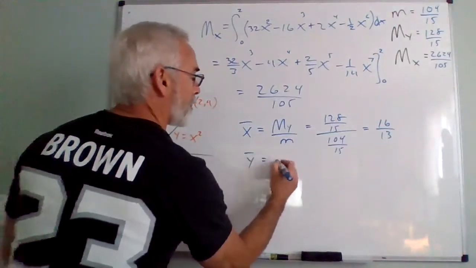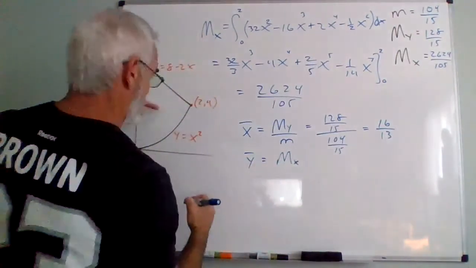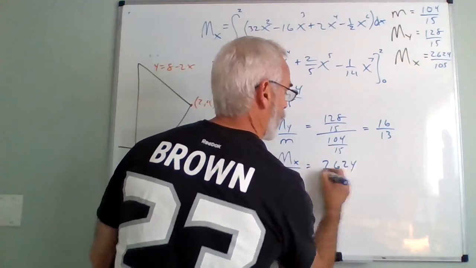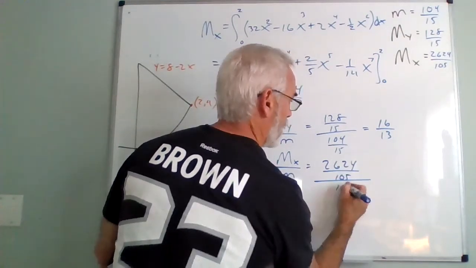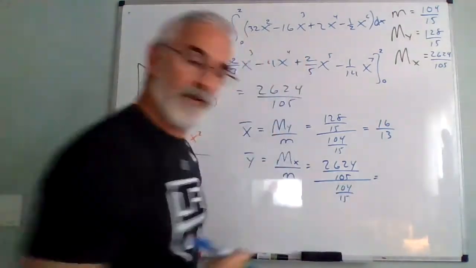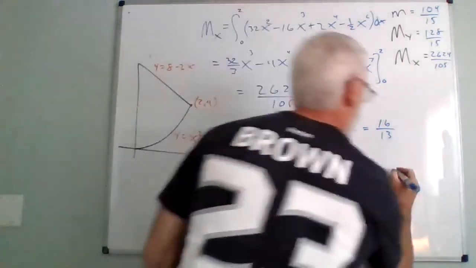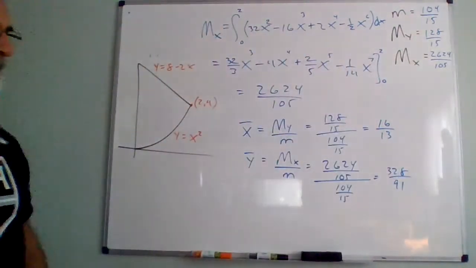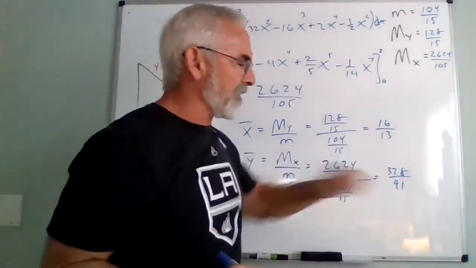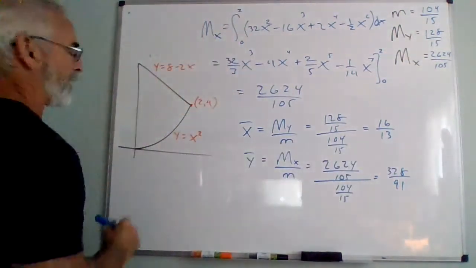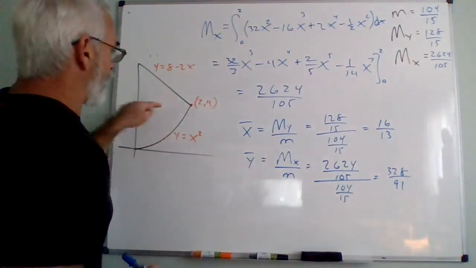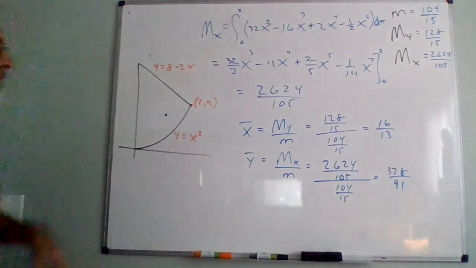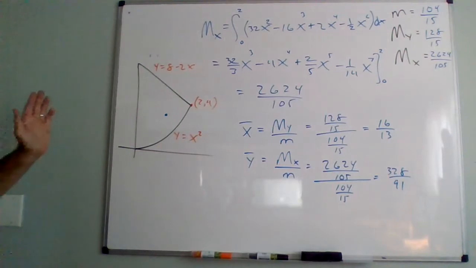Y bar, which is the moment to the x-axis this way, over m, and that'd be 2624 over 105 over 104/15. That one not quite as friendly. That's 328 over 91. That's a little less than 4, okay? That's a little more than 1, that's a little less than 4. As it turns out, if my picture is fairly accurate, we're more than halfway across and not quite up to here. So that probably puts us right about here, which is reasonable, because if my density is x squared, that means the density is increasing from left to right.